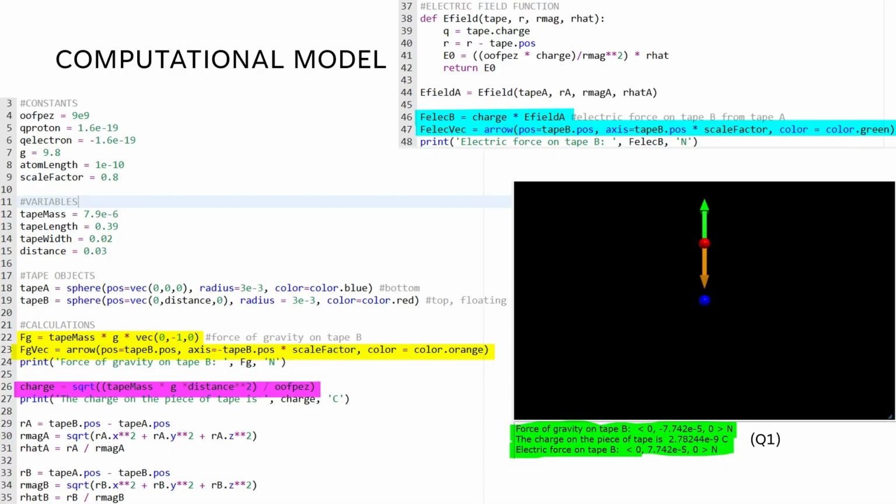This is my computational model to create an Onshape script that reflects the experiment. And you can see relevant things highlighted. So yellow is our force of gravity, pink is our charge calculation, and blue is our force of electricity. And as you can see in the bottom right, ultimately the force of gravity and the electric force are inverses, but they're equal in magnitude. And the charge on the piece of tape was the same as found in the experimental model, which is great. And that answers question 1 from the Lab 1 document.